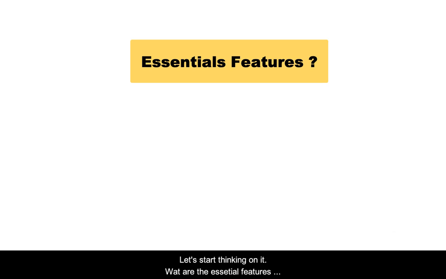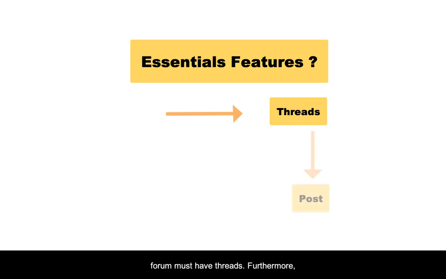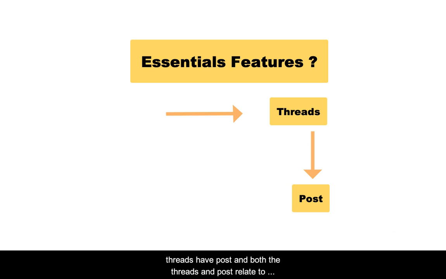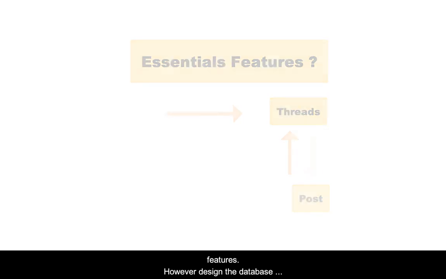What are the essential features that a forum have? The primary characteristic is forum must have threads. And furthermore, threads have posts, and both the threads and the post relate to each other and the users. Initially, we start to develop these features. However, design the database first.